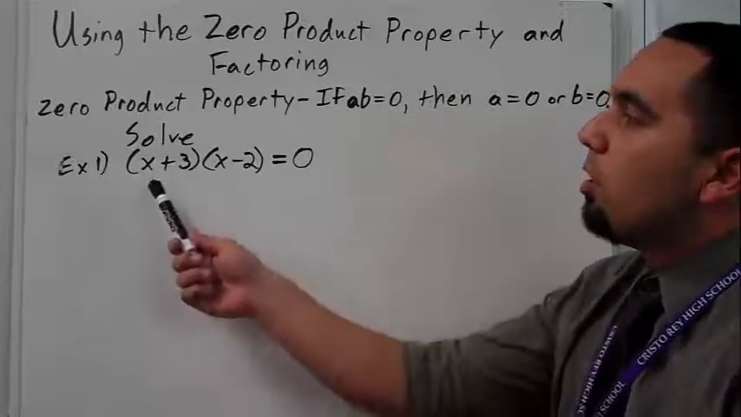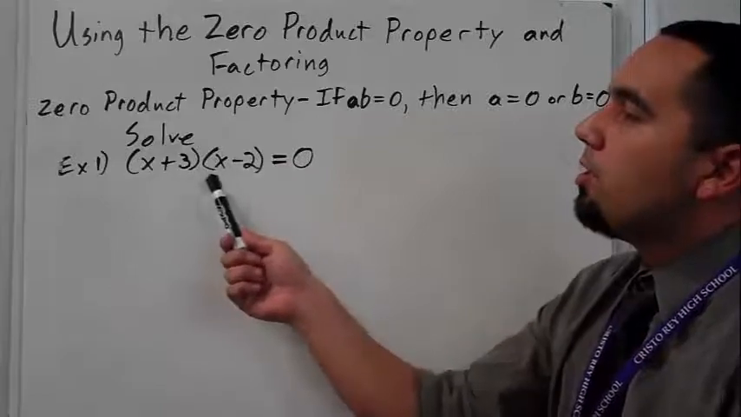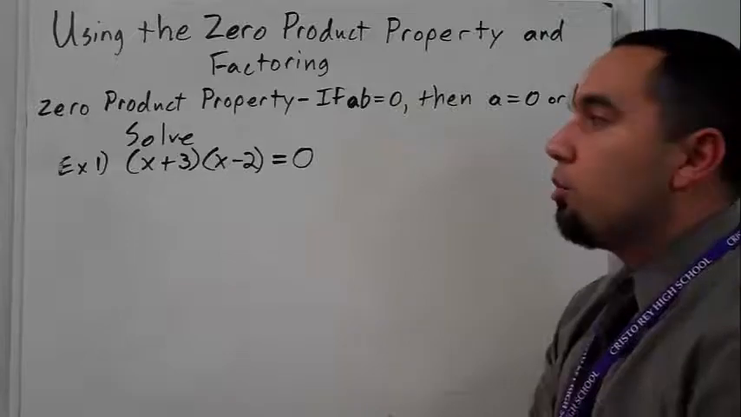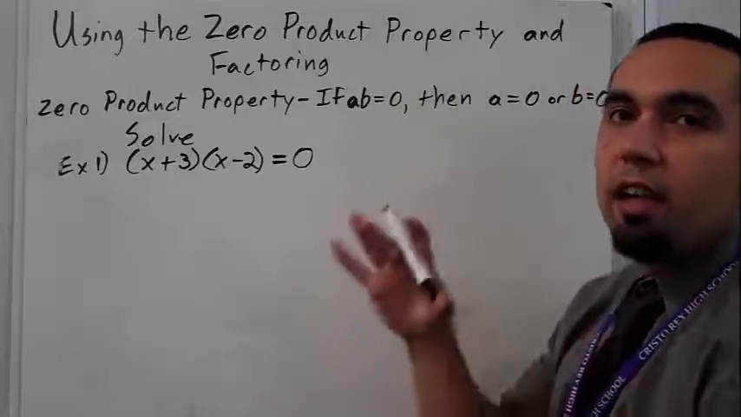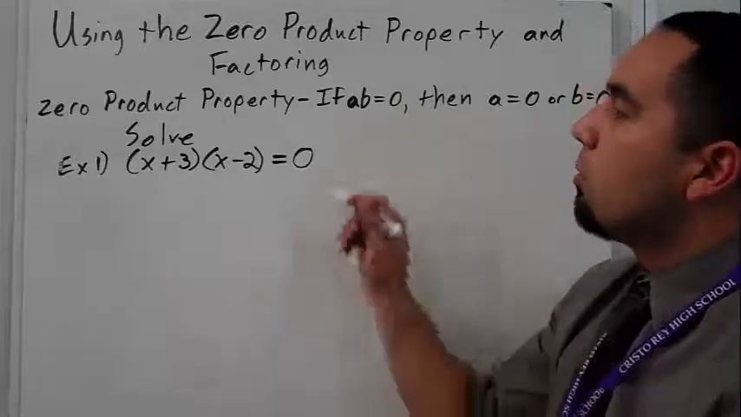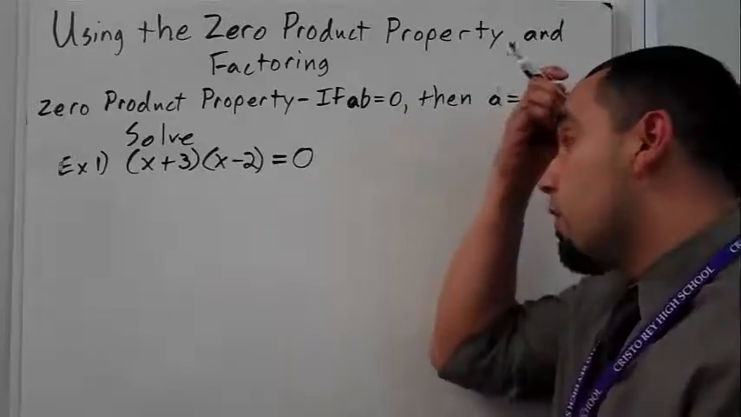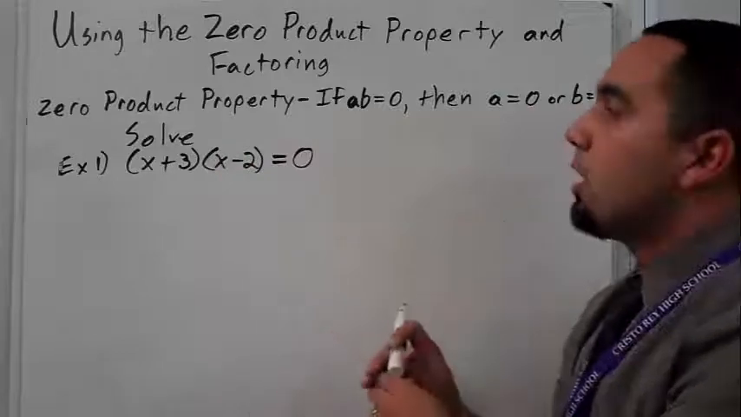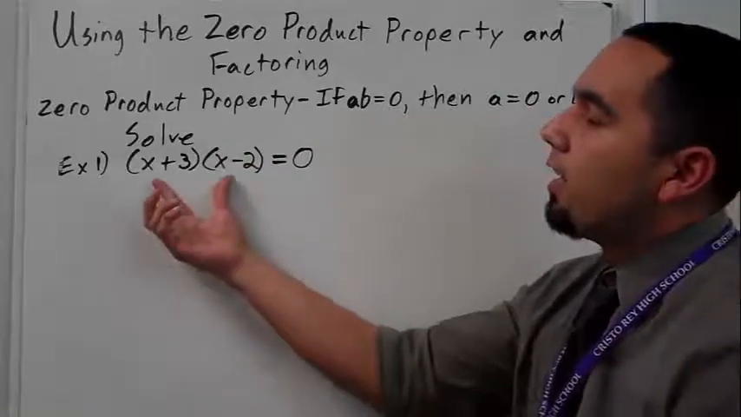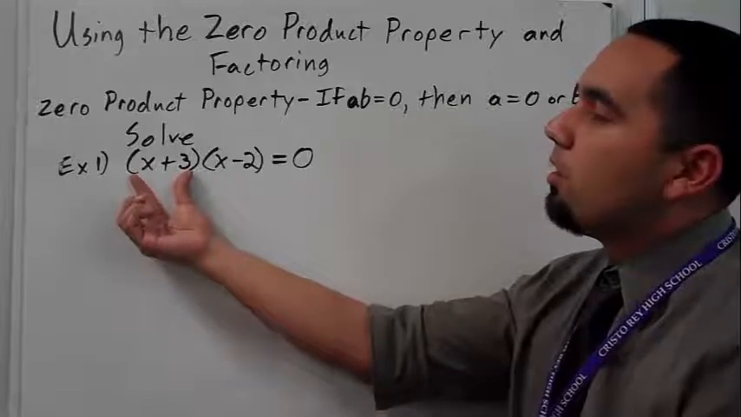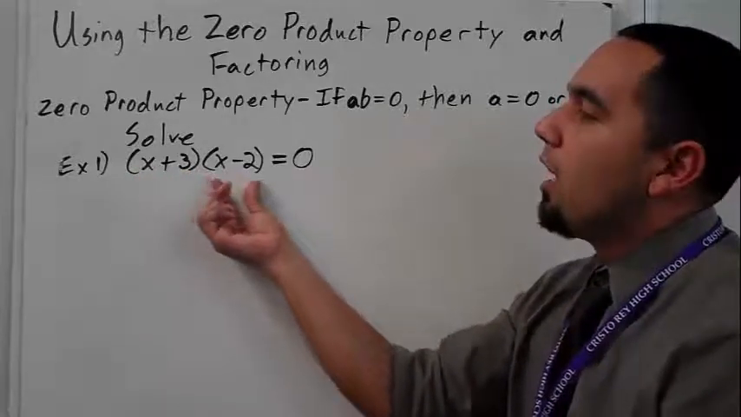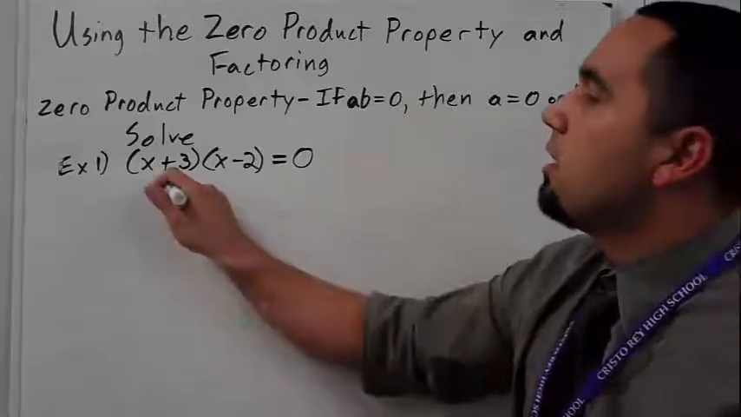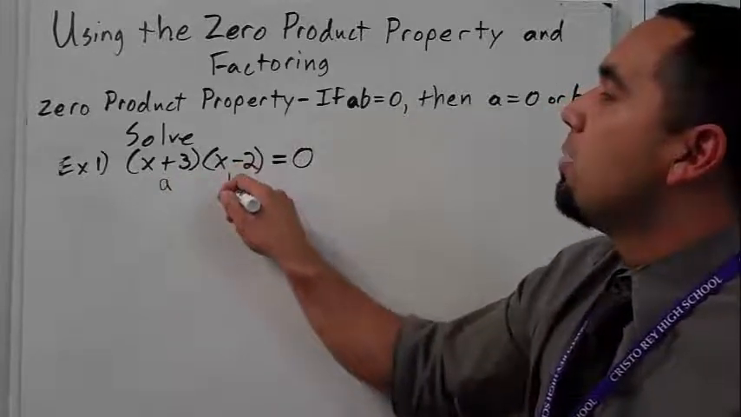Example number 1 says solve, and if we notice, we have these binomials and they're being multiplied together. So usually, what we've been doing is multiplying them together and getting a big, huge string of numbers, or what we call a quadratic. If I were to do that, it would just make more of a mess for me, because I have this number, times some other number, and that equals 0. Well, that's kind of like saying that this is my A, and this is my B, right?